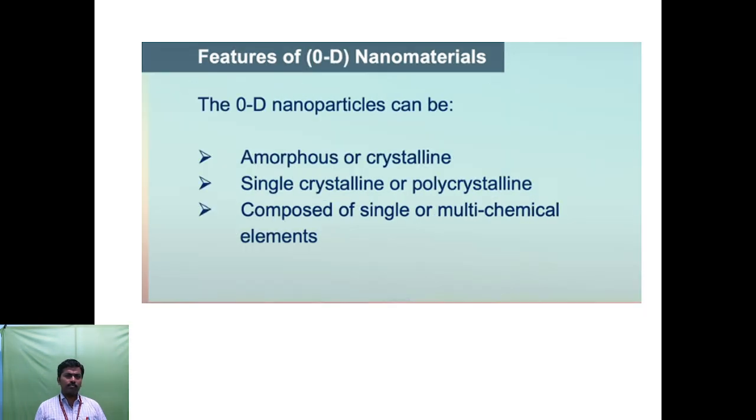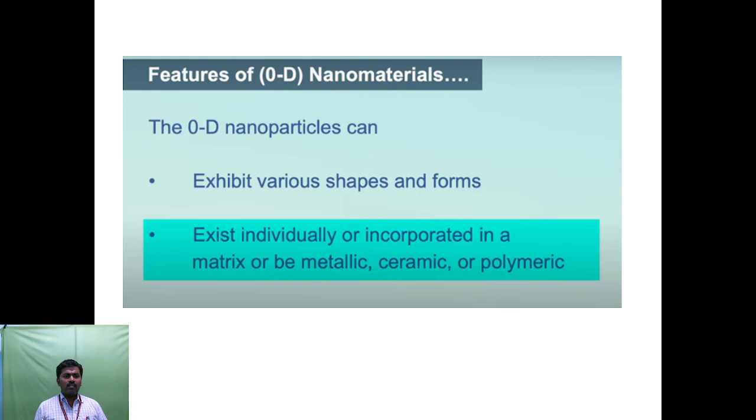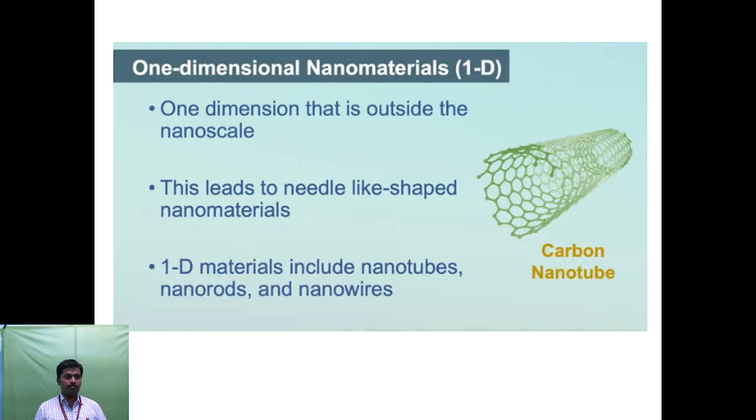The main features of 0 dimensional nanoparticles are: they may be amorphous, crystalline, single crystalline or polycrystalline. They may be composed of single or multiple chemical elements. They exhibit various shapes and forms. They exist individually or incorporated in a matrix, and may be of metallic, ceramic or polymeric form.